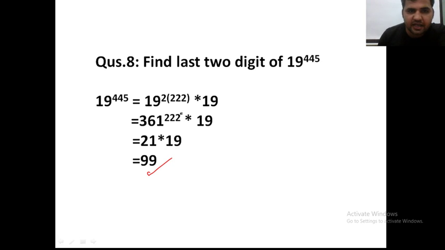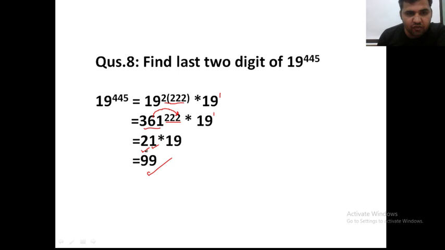Please check your answers. 19 power 445 can be written as 19 power 2 into 222 into 19 power 1. Now this is 361 power 222. Use rule number 3. The last digit would be 1. The tens place digit 6 will be multiplied with the unit digit of the power. 6 into 2 is 12. In 12 you just write only 2, not the complete number 12, because we are looking for only the last two digits.